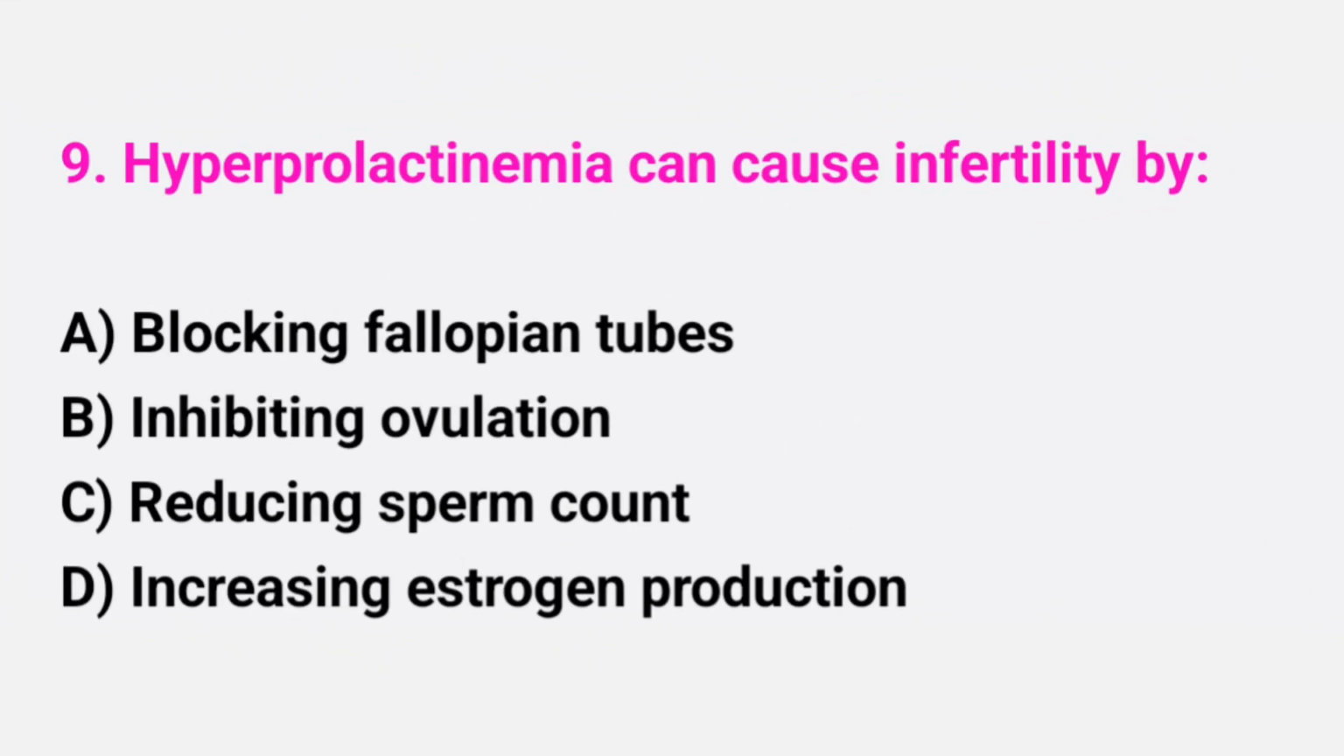Question number 9. Hyperprolactinemia can cause infertility by. The right answer is option B, inhibiting ovulation.